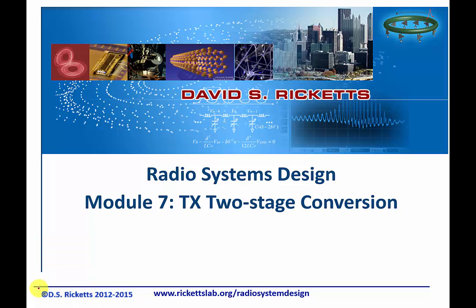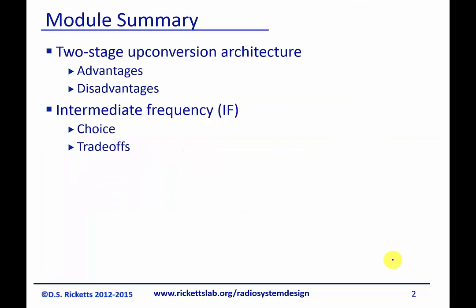Welcome to Radio Systems Design, Module 7, Two-Stage Conversion Transmitters. In this module, we're going to cover two-stage upconversion architecture and talk about some of the advantages and disadvantages. And then in particular, we're going to talk about the intermediate frequency, or the IF, and what are some of the constraints and motivations for choosing a specific IF and some of the trade-offs.